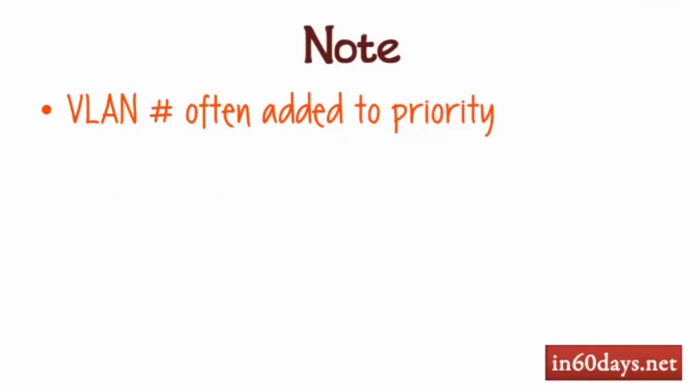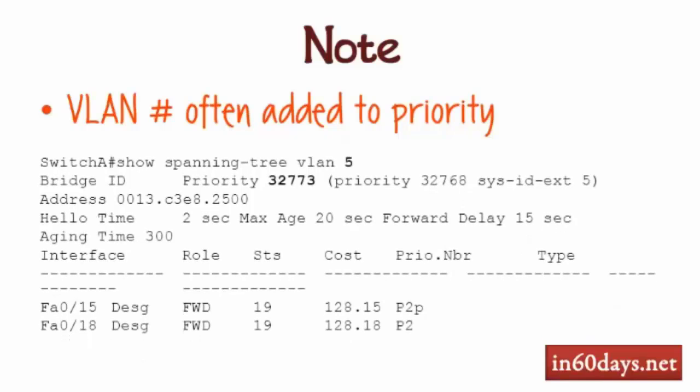Now this can cause confusion, but sometimes, say we've got a VLAN 5, as I already showed you, the VLAN number is often added to the priority. So instead of 32768, it's added the VLAN priority on, and it's 32773. And remember, you can have multiple VLANs running on the same switch.